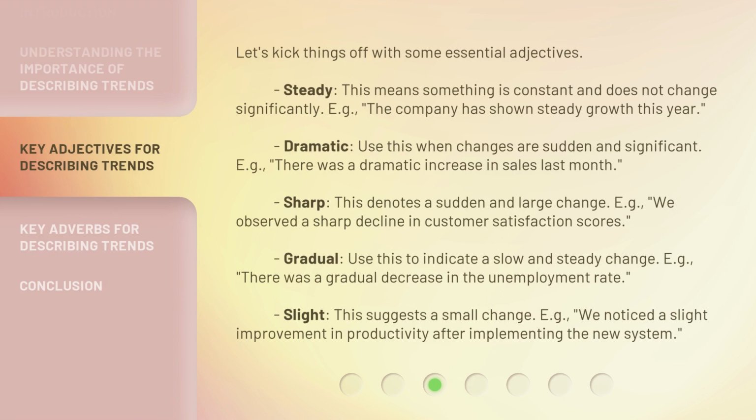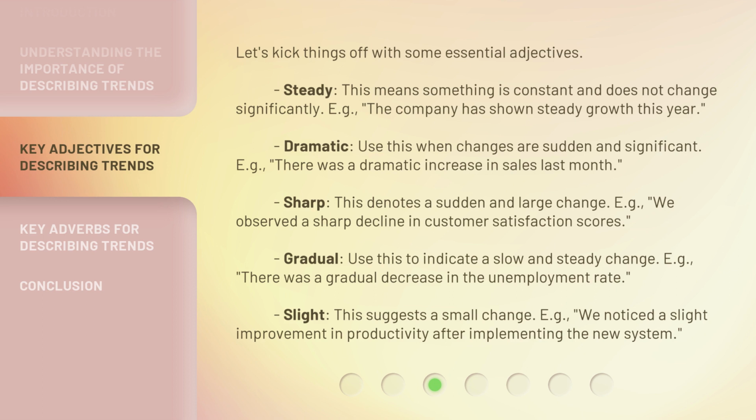Let's kick things off with some essential adjectives. Steady. This means something is constant and does not change significantly. E.g., the company has shown steady growth this year. Dramatic. Use this when changes are sudden and significant. E.g., there was a dramatic increase in sales last month.